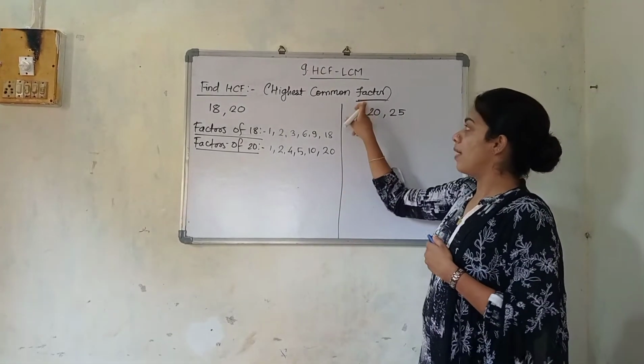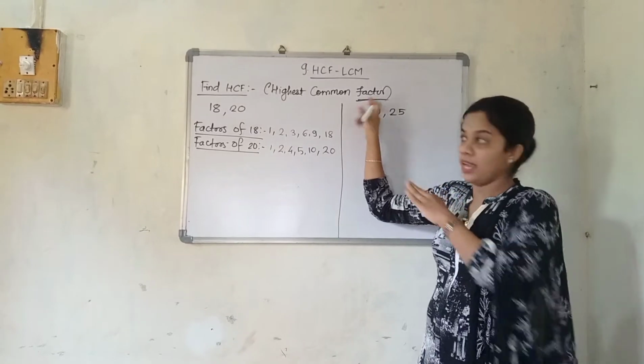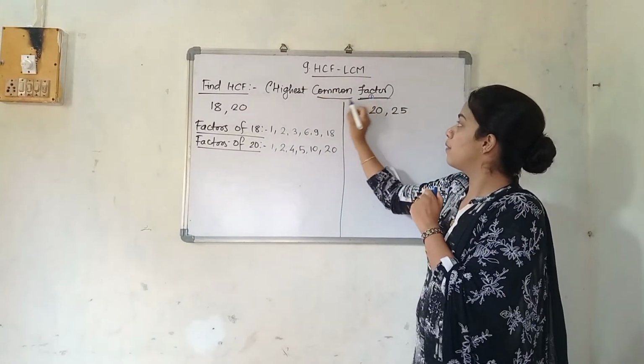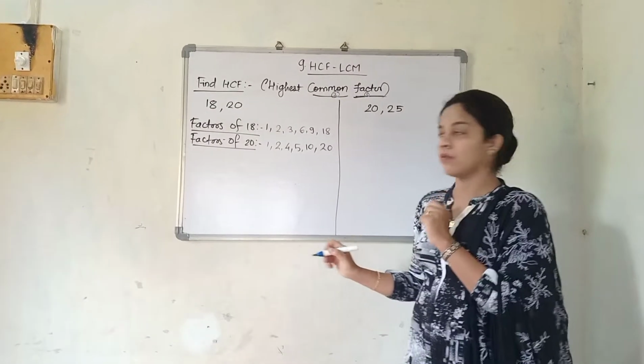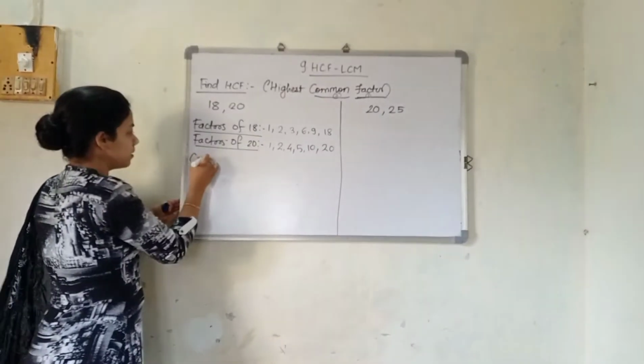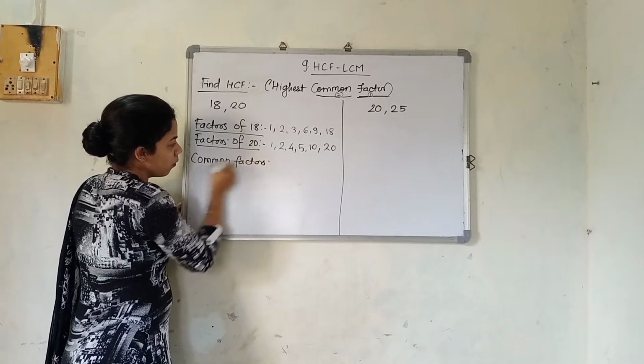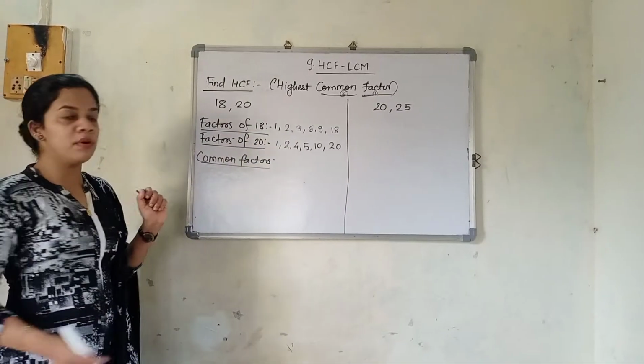So now we have found our first part, that is factors. Then we will move to the next part, that is common. We have done the first part of it. Now we are going to pick the common ones out of it. So which are the common factors now? Whatever factors we got, which are common from this.